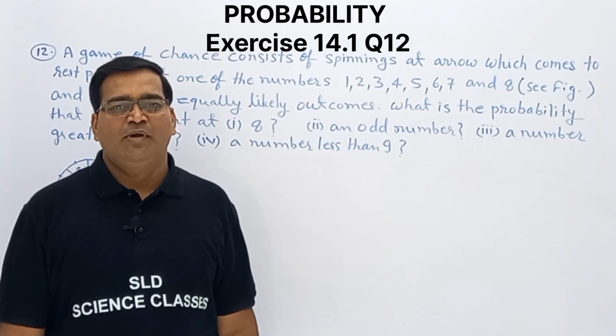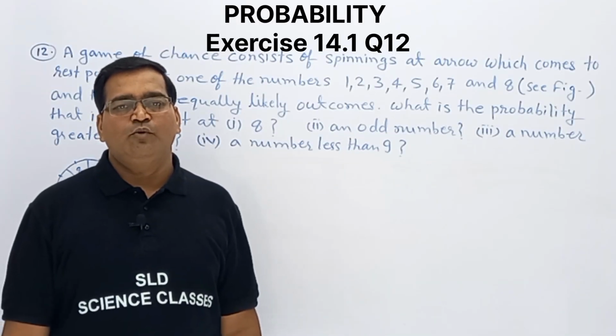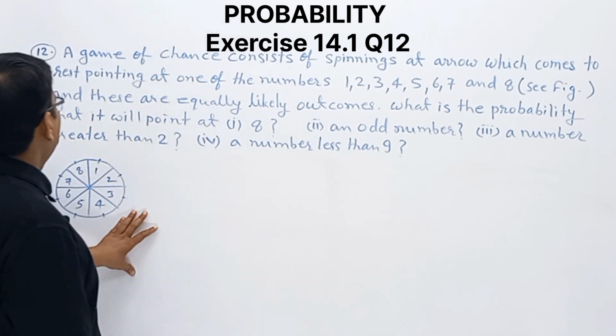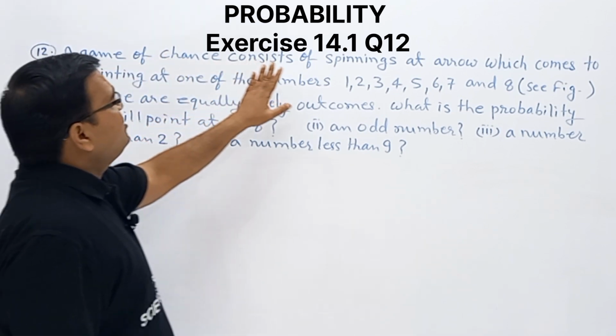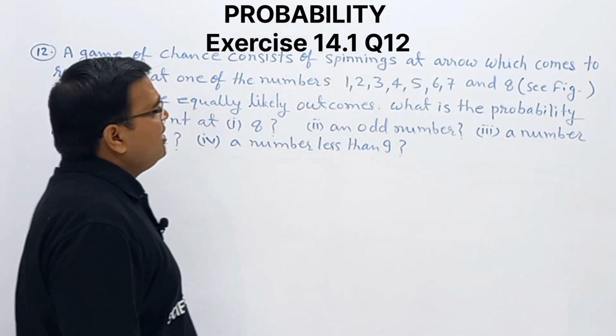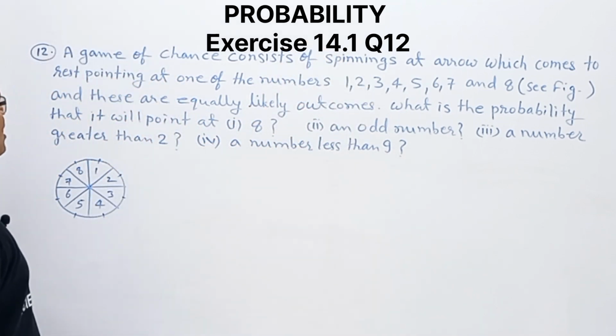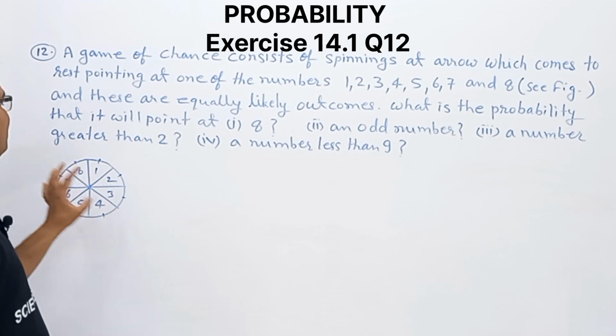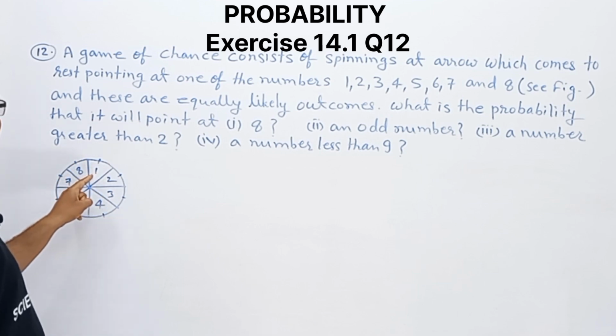In this class, we are going to discuss question number 12, exercise 14.1, probability. Observe this question. A game of chance consists of spinning an arrow which comes to rest pointing at one of the numbers. We have one circle with 8 numbers: 1, 2, 3, 4, 5, 6, 7, 8.